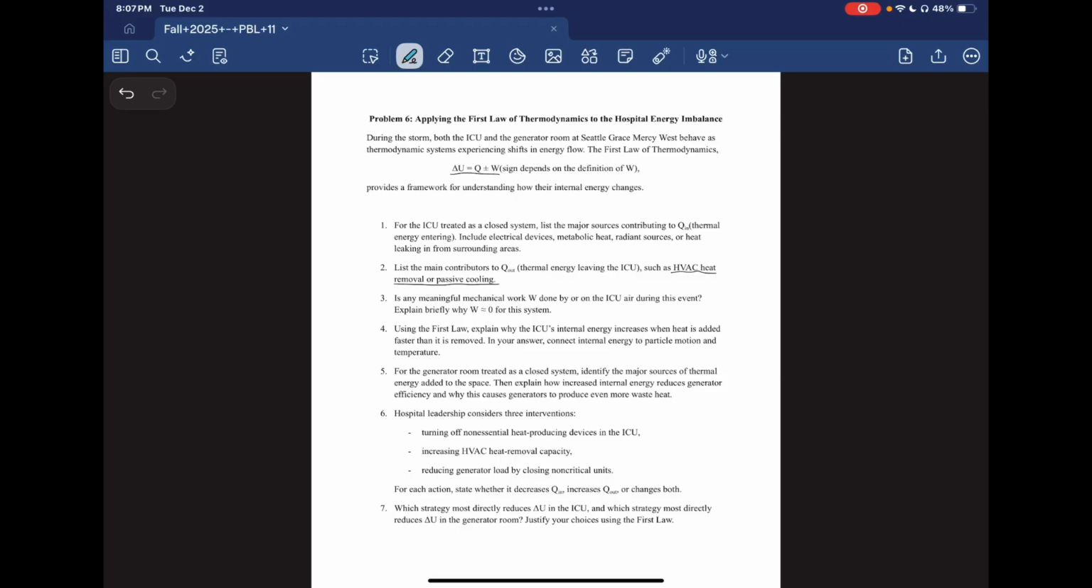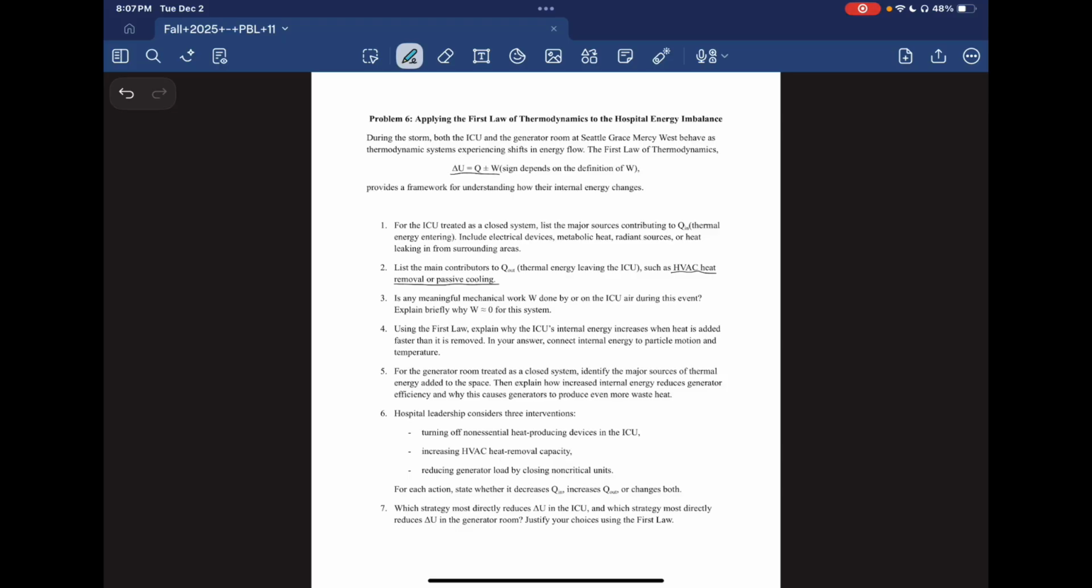Anyways, meaningful mechanical work done on the system. The answer is no, because for mechanical work, something has to be moving, and the only thing moving is the air. So mechanical work would be like if the ICU itself was on a big shaker plate and was shaking vigorously, then it'd be quite a bad situation there. But that would add some work to the system.